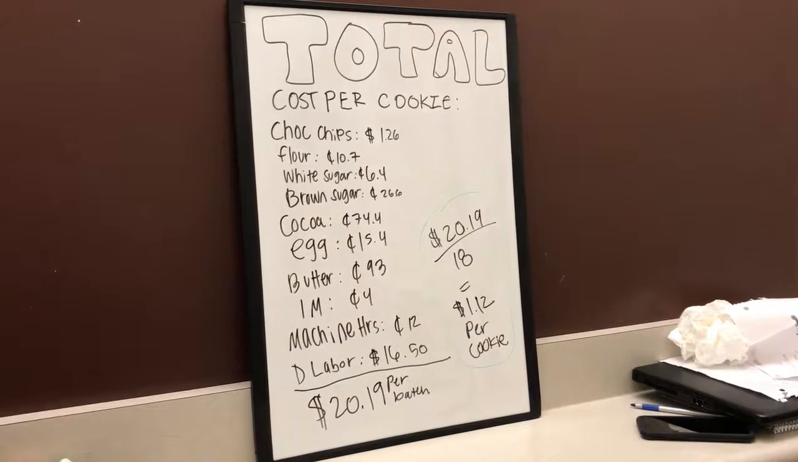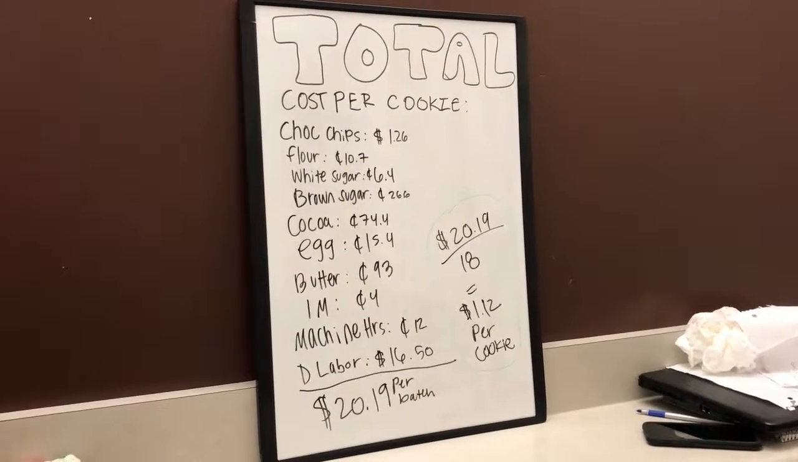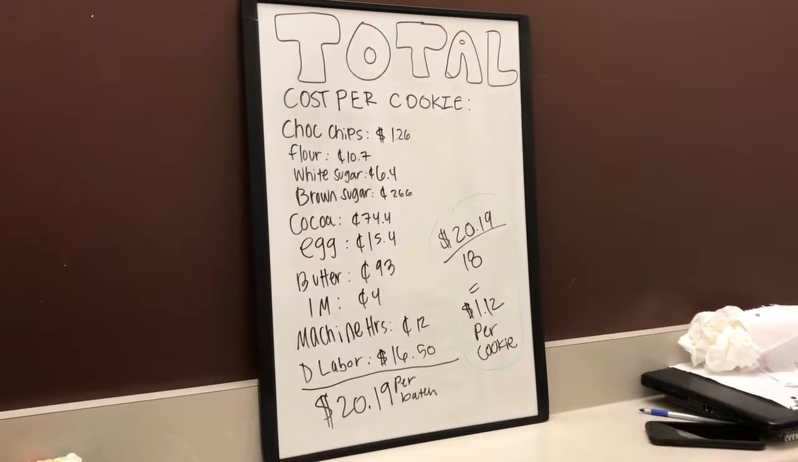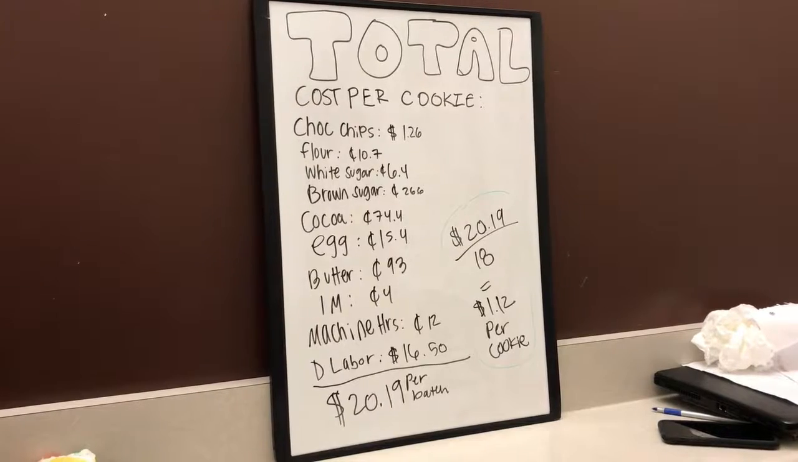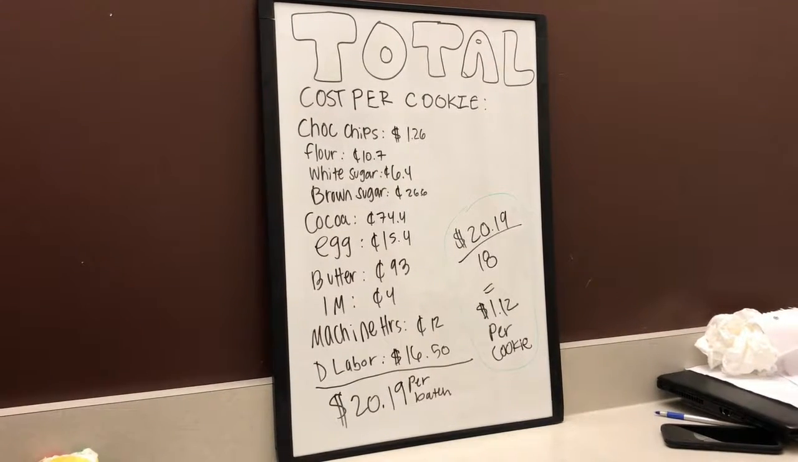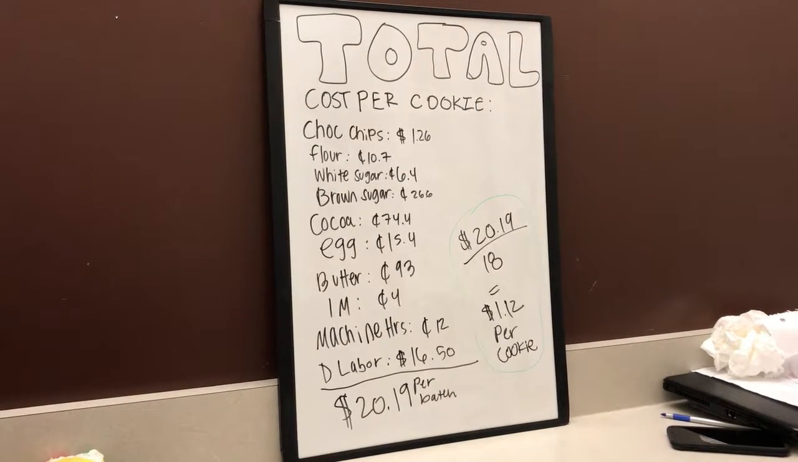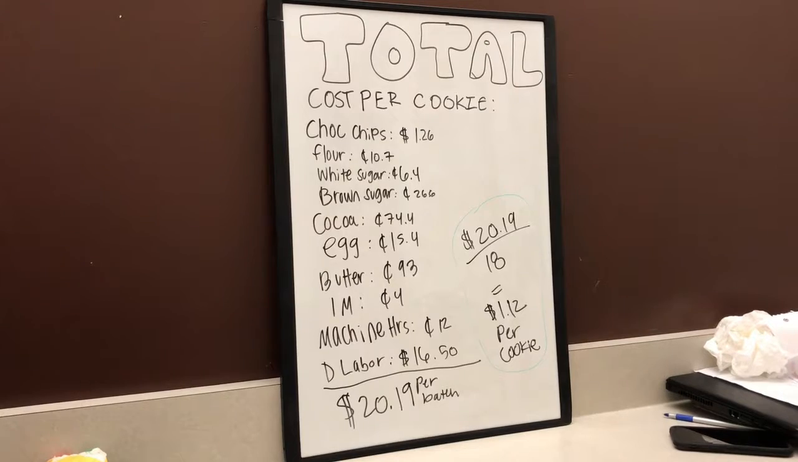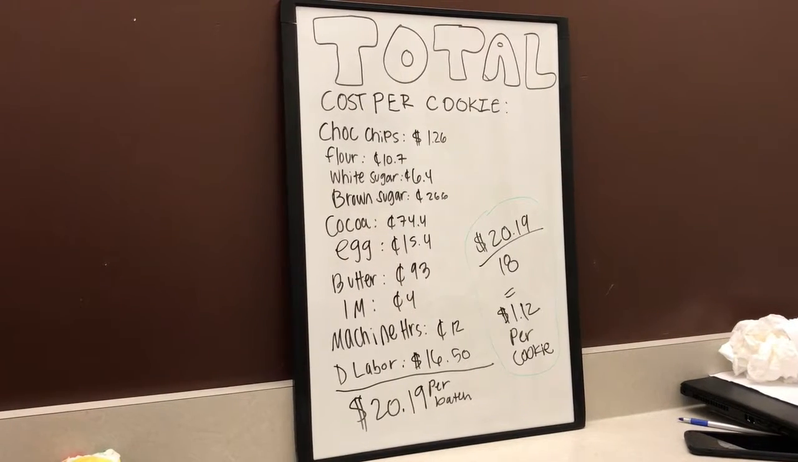After we've added all the costs for the ingredients, we then added machine hours, which was 12 cents, and then direct labor, which was $16.50. Our total ends up being $20.19 per batch. Then we divided $20.19 by the number of cookies per batch, which is 18, and our total ends up being $1.12 per cookie.